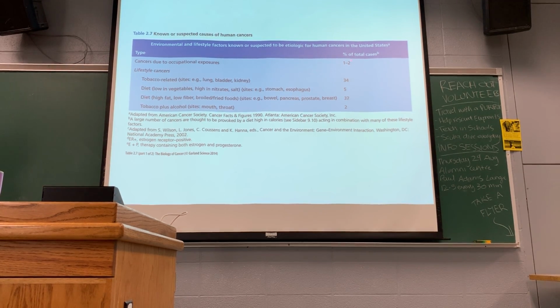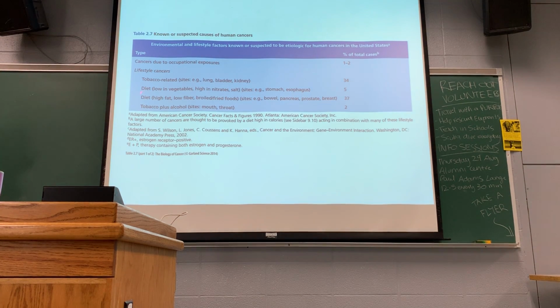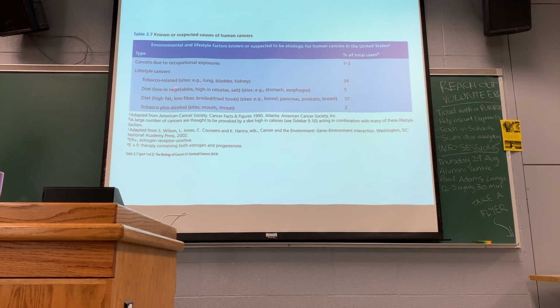Occupational exposure is 1 to 2%. Tobacco related is about a third again. They split it out into diet low in vegetables, high in salts, or diet high in fat contributing to these. Here they're saying diet. That's why I wanted to show you. This one says obesity, overweight, but this is splitting it out more into diet contributing, tobacco plus alcohol. So those are things that maybe we can control to some extent.